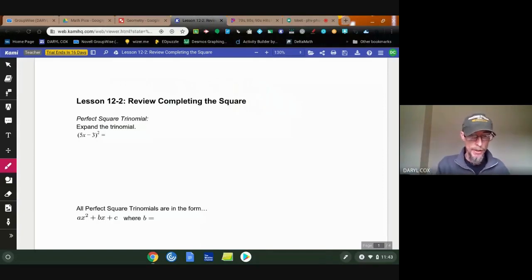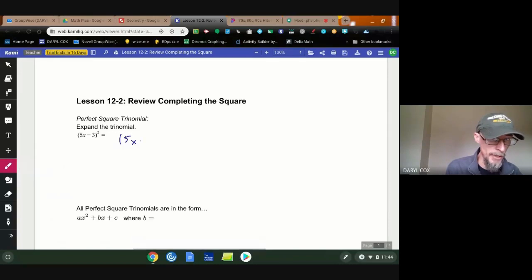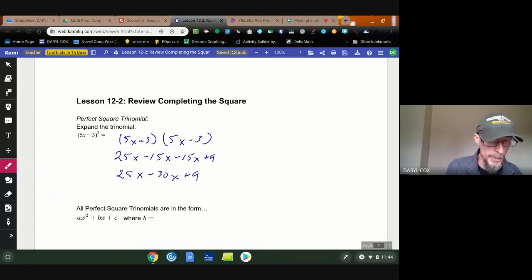So I want you to take this binomial here. We've got this (5x - 3) squared. Go ahead and expand that out, FOIL that out. As you were FOILing that out, you probably remembered that you have to rewrite this as two things. So I rewrite this as (5x - 3) times (5x - 3), which gives me 25x² - 15x - another 15x + 9. And that's just doing our FOIL. So that's 25x² - 30x + 9. That's called expanding that out, or just basic multiplying.